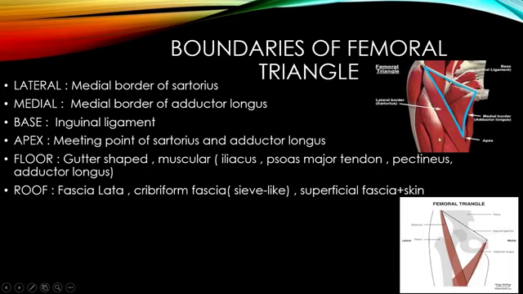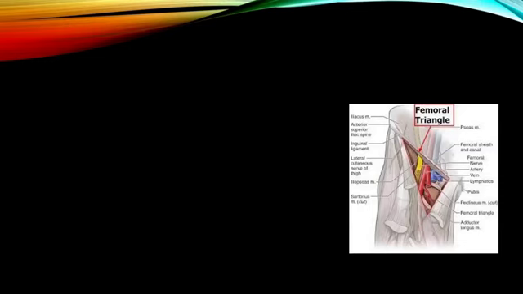The roof of the femoral triangle is made up of fascia lata first. And on top of that, we have the cribriform fascia, which is a sieve-like structure derived from the fibrofatty tissue layer. And on top of that, we have superficial fascia. And on top of that, we finally have the skin.